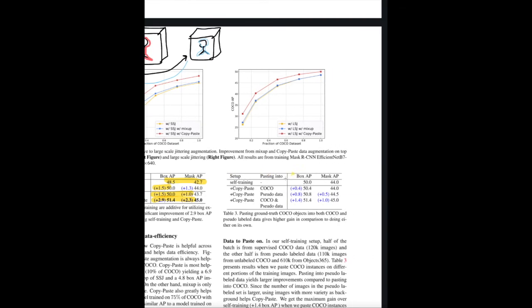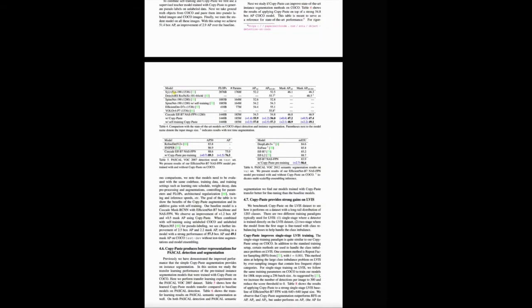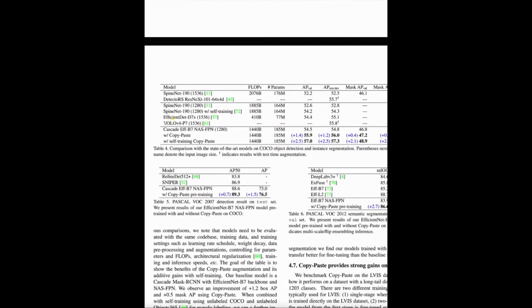And here they show that the copy-paste method can be added not only on the original dataset, let's say here the COCO, which has the ground truth information. You can also do the copy-paste on pseudo data. So if you do it on each one individually, you get those improvements, but if you do it on the two, you get even better results. And here they show how the method performs well, again, with different state-of-the-art models.